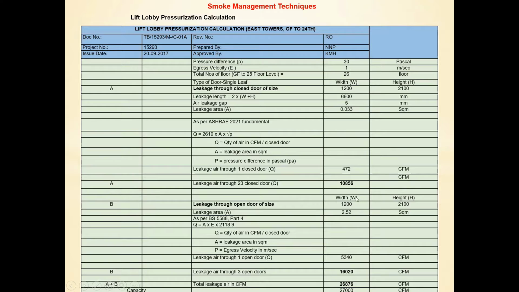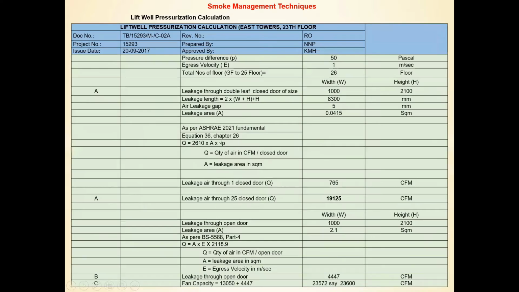That is for the door size of 1200 by 2100, a total effective area of 2.52 square meter. Here we can calculate the leakage quantity through the open door as 2.52 into 1 into 2118.9, that is 5340 CFM, and for leakage through 3 open doors it is 5340 into 3, that is 16,020 CFM. So the total leakage to the closed and the open doors becomes 10856 plus 16020, that is 26876 CFM, or 27,000 CFM is the fan capacity for the lift lobby.